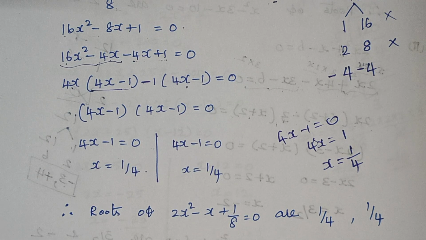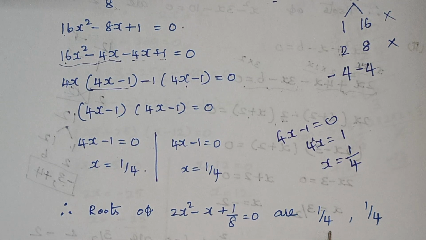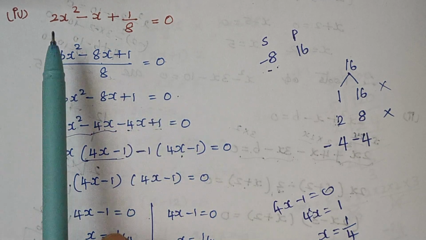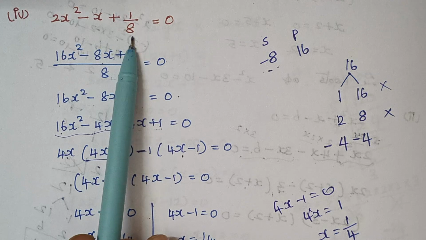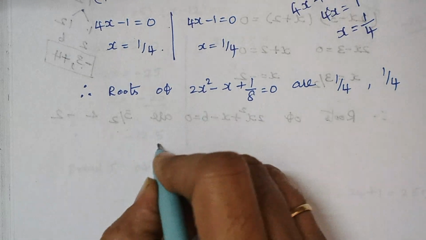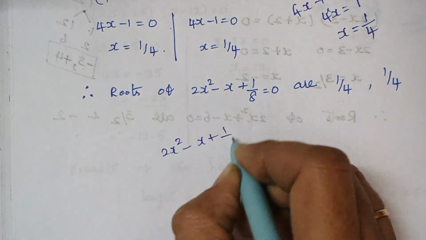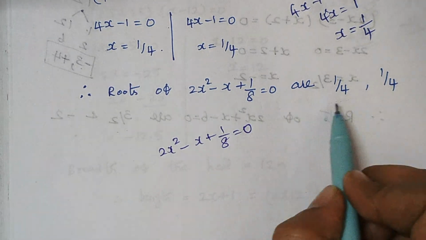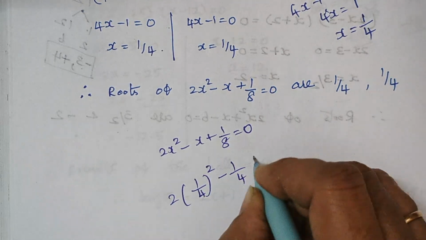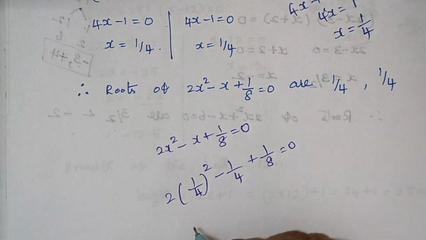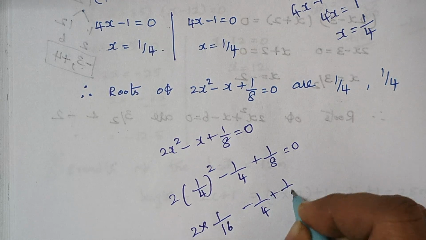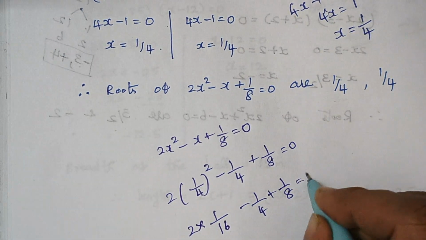If you want to check, just as usual, you can substitute this value in the given equation. We have taken the LCM and done this and that, so you can check by substituting the values in this equation. Let me show you. The given equation is 2x² − x + 1/8 = 0. Here the value of the root is 1/4. So 2 into (1/4)² − 1/4 + 1/8 = 0. Here 4 fours are 16, so we have 2 into 1/16 − 1/4 + 1/8 = 0.